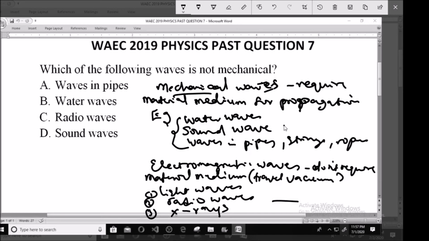This one requires a medium to travel. So anyone that requires a medium to travel is known as mechanical. The ones that don't require, that can travel through vacuum, are regarded as electromagnetic waves. So from this, you can simply see that the one that is not mechanical here, which is radio wave, is electromagnetic. So that makes option C the right answer.